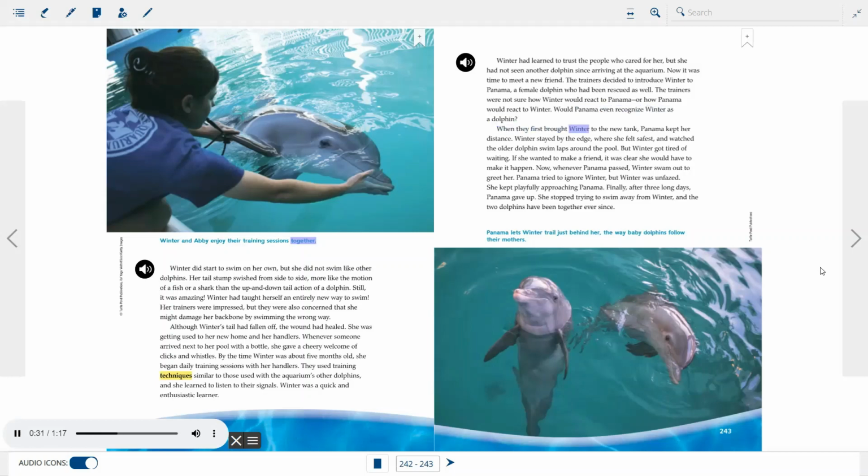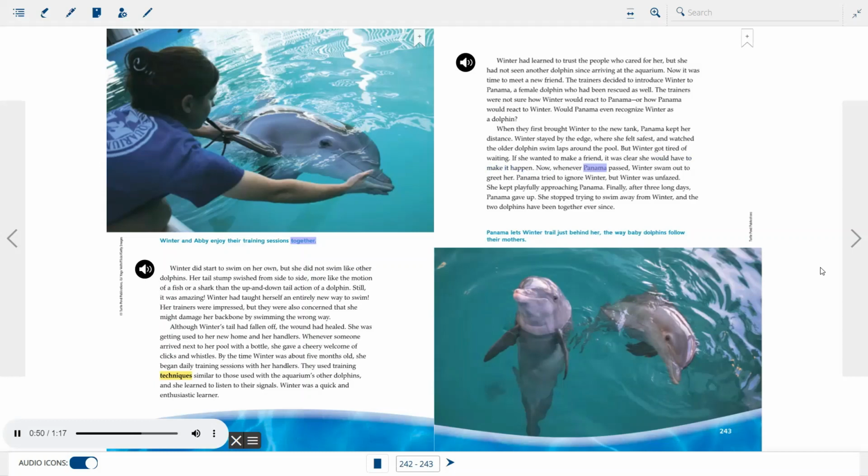When they first brought Winter to the new tank, Panama kept her distance. Winter stayed by the edge where she felt safest and watched the older dolphins swim laps around the pool. But Winter got tired of waiting. If she wanted to make a friend, it was clear she would have to make it happen.